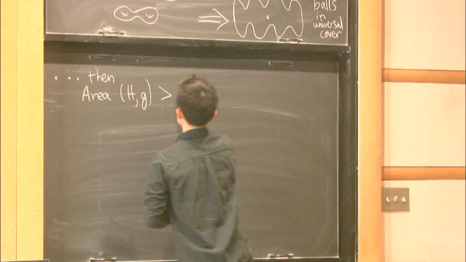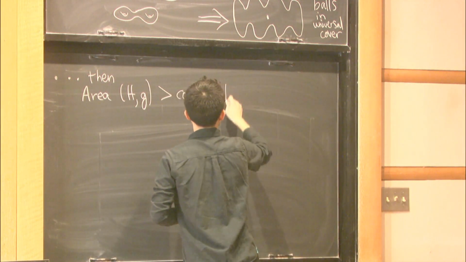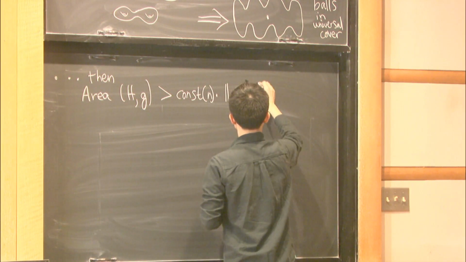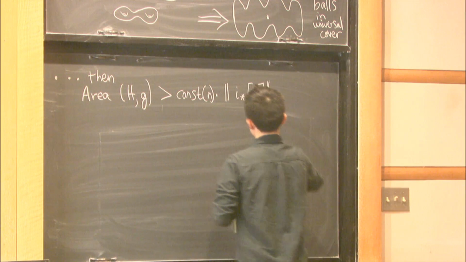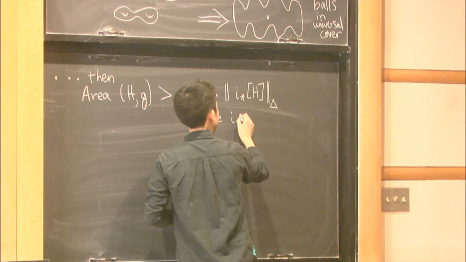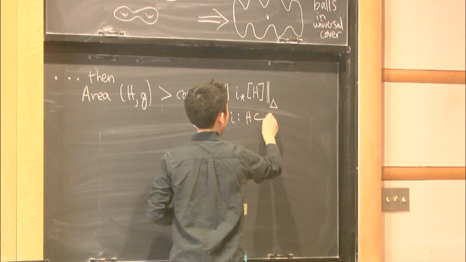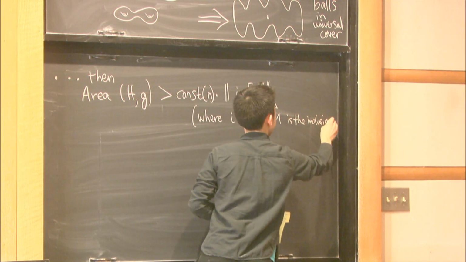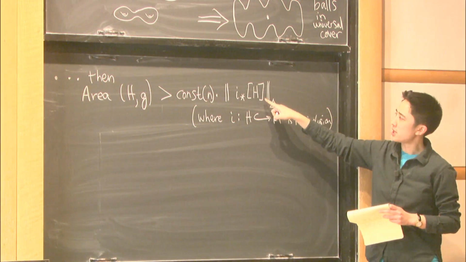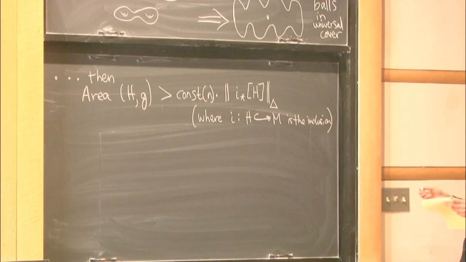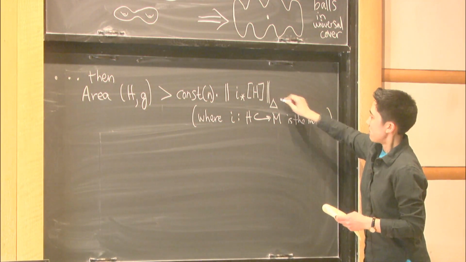And the something here is going to be a constant of n times the simplicial norm of the homology class corresponding to H. So here, what I'm writing is, say that we have i denotes the inclusion from H into M. Then we take the fundamental homology class of H in the homology of H, map it to the homology of M, and take the simplicial norm there in homology of M. And that's going to be our lower bound for the area of H.